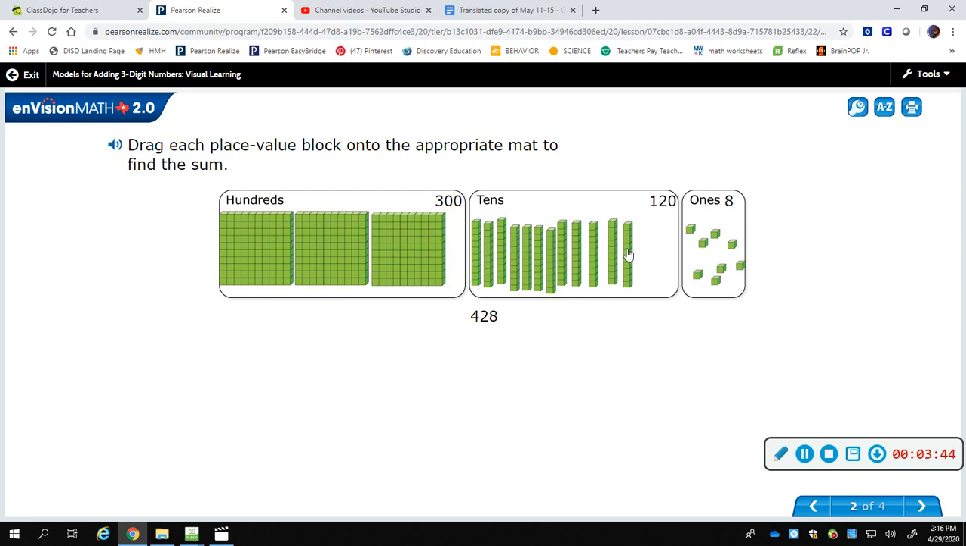And all of this equals 120. So what we can do is we can regroup. We can take 10 of these tens and put them together and switch them out and regroup them out to the hundreds place, because 10 of these regroup and become 100. So we're just going to switch them out here. So this is what it would look like.